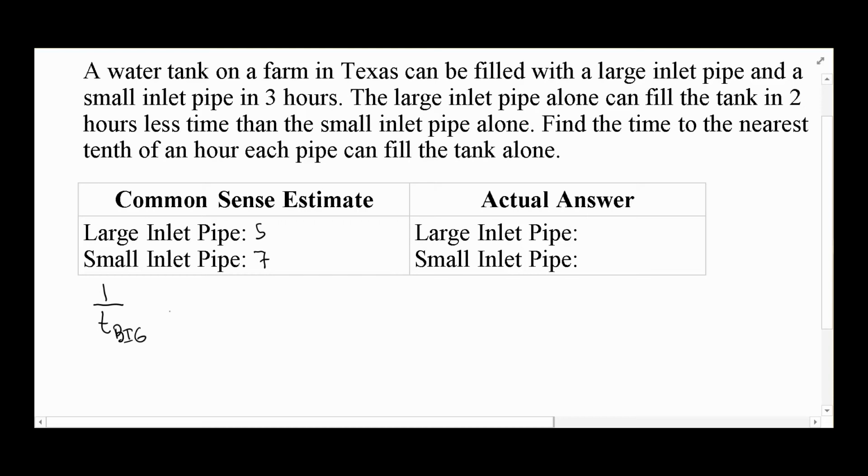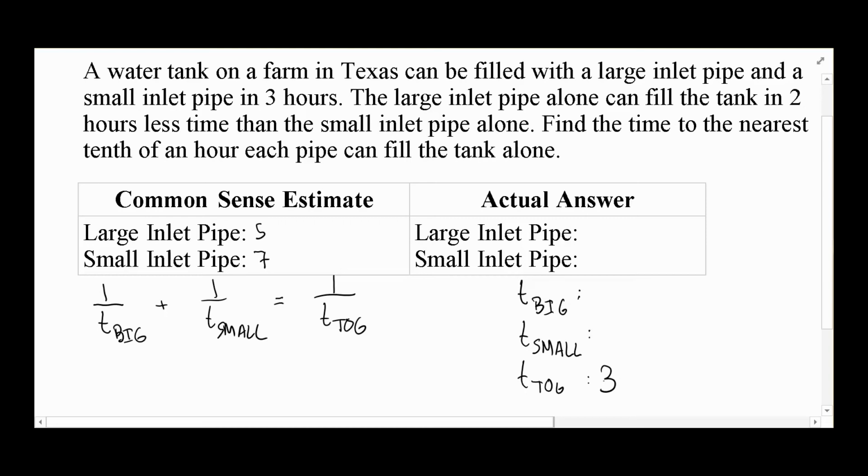We'll go ahead and say big, plus 1 over the time of the other one alone, we'll call it small, equals 1 over their time together. We know that's the underlying formula for this problem, which means I need to figure out either values or variables for the time that it takes the big one alone, the time that it takes the small one alone, and their time together.